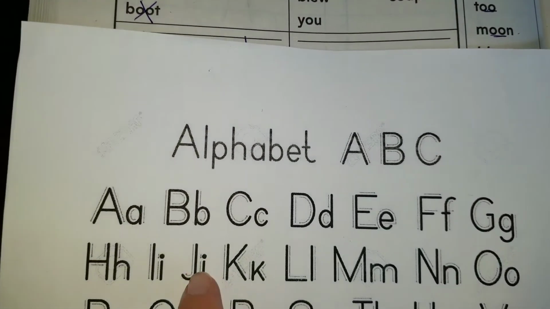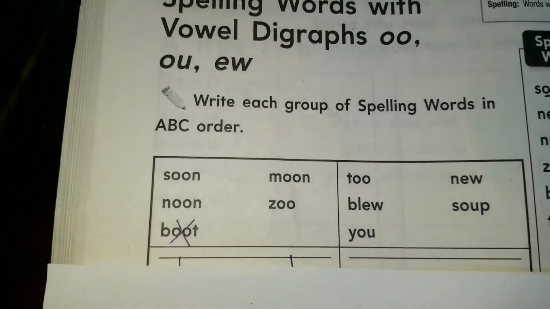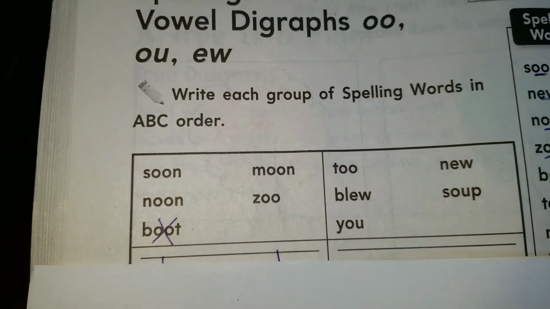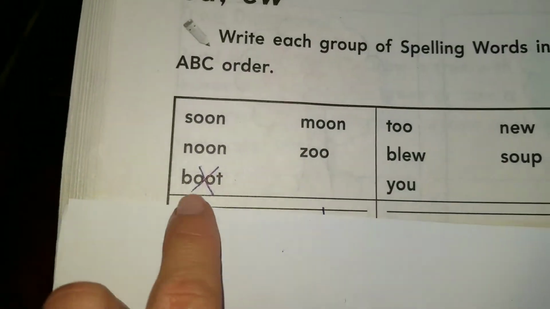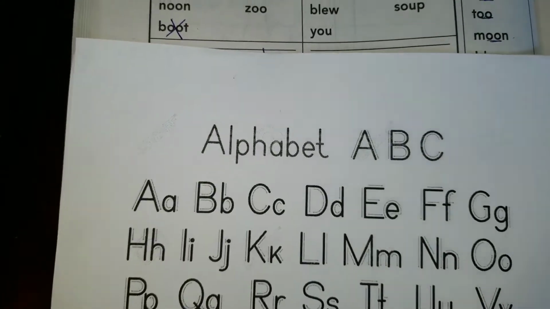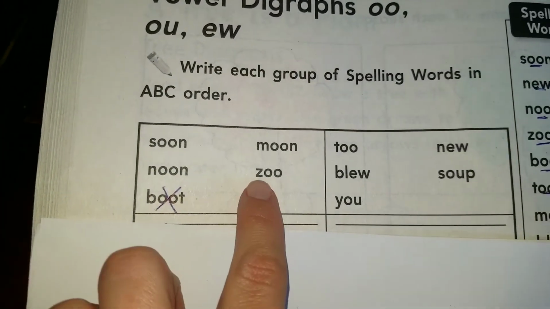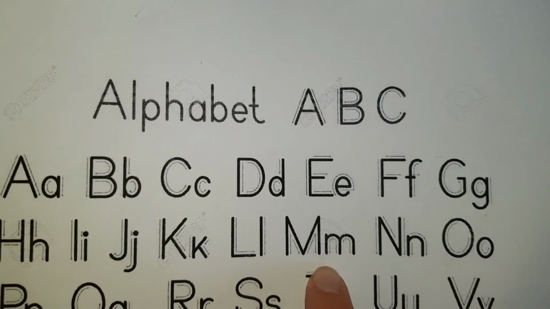After letter I goes letter J. Do you see any word that begins with letter J? No, there are no words that begin with letter J. Alright, after letter J goes letter K. Any word that begins with letter K? No, there's not. After letter K, there's letter L. Any word that begins with letter L? No. Now after letter L goes letter M.